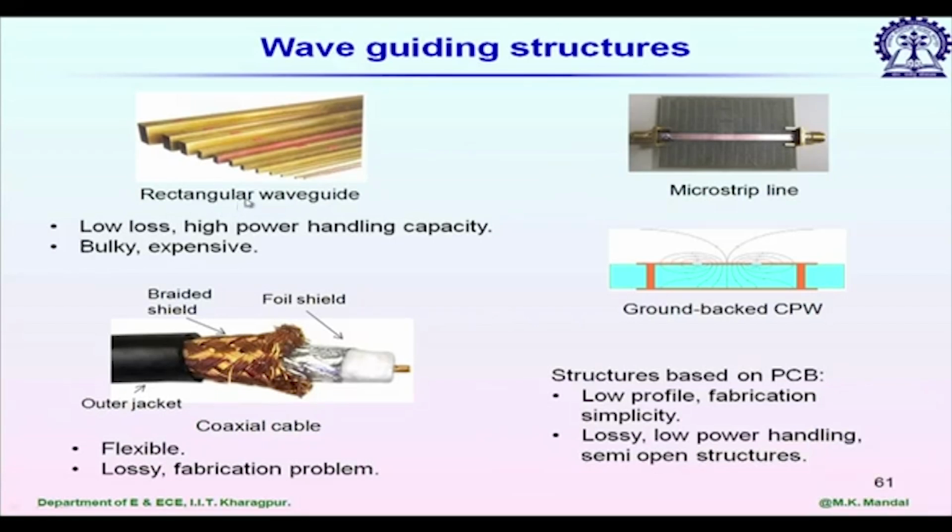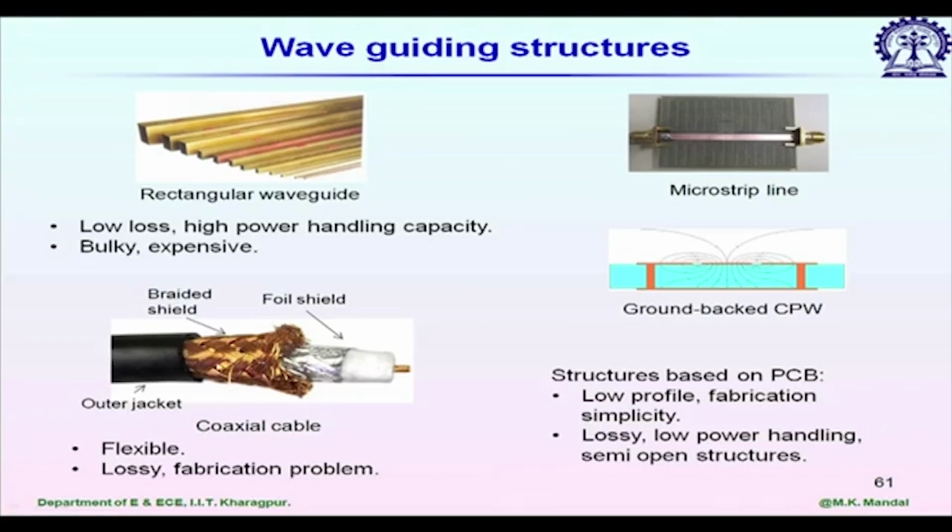So, what are the advantages and disadvantages of this rectangular waveguide? It provides the lowest loss among all these 4 different types of guiding structure. It has the highest power handling capacity, but the problem is it is bulky, it is very heavy, it is also expensive, and the fabrication procedure is also complex. We need bulk machining for this.